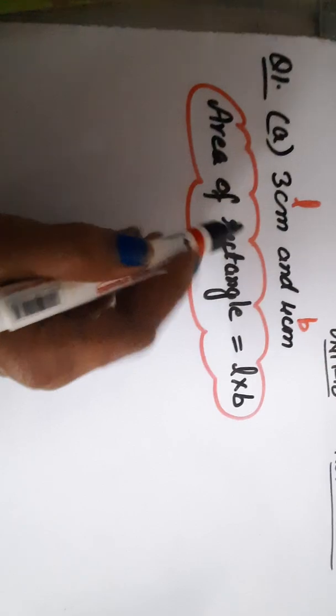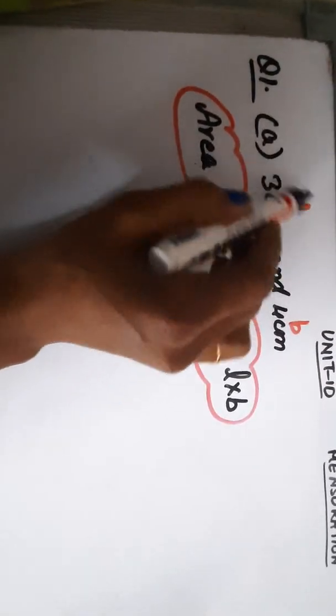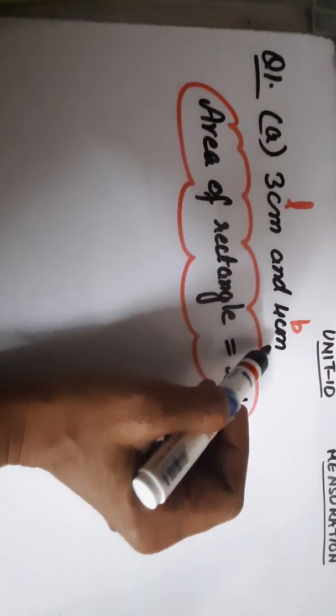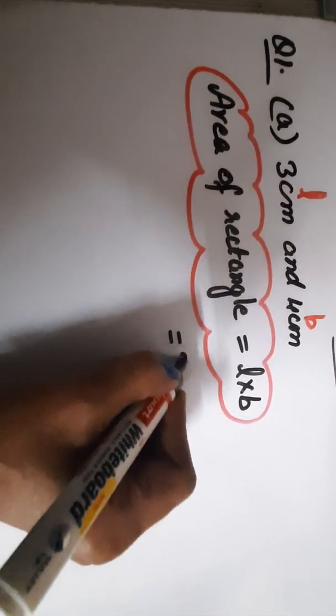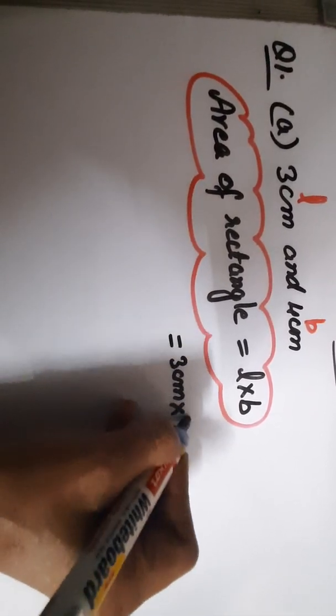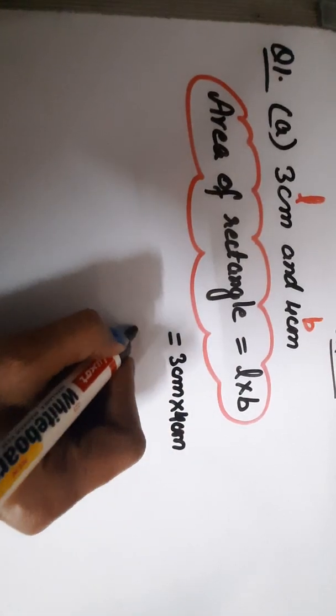So dear students, A part is 3 centimeter. We'll consider it as a length and 4 centimeter as a breadth. Now the formula for area of rectangle is L into B. You must write the formula, and then let us put the values. 3 centimeter multiplied by 4 centimeter. So what do you get?